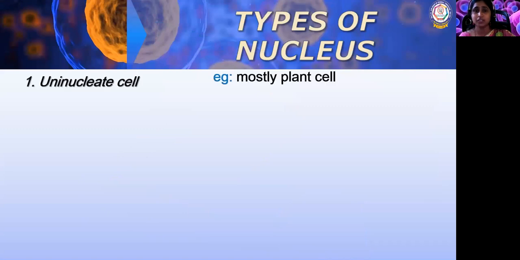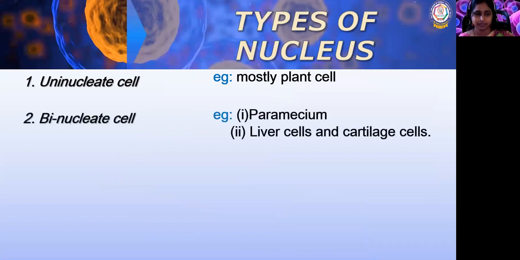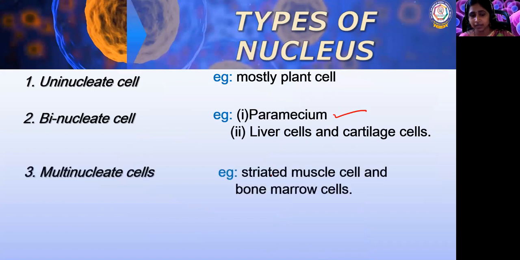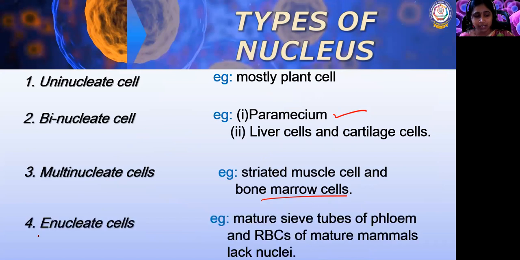Types of nucleus: based upon the number, we categorize the nucleus as uninucleated, binucleated, trinucleated, as well as multinucleated. When there is no nucleus, we call it enucleated. Uninucleated is mostly plant cells; binucleated are paramecium, liver cells, cartilage cells; multinucleated are striated muscle cells and bone marrow cells; enucleated, with absence of a nucleus, is our mammalian RBC.